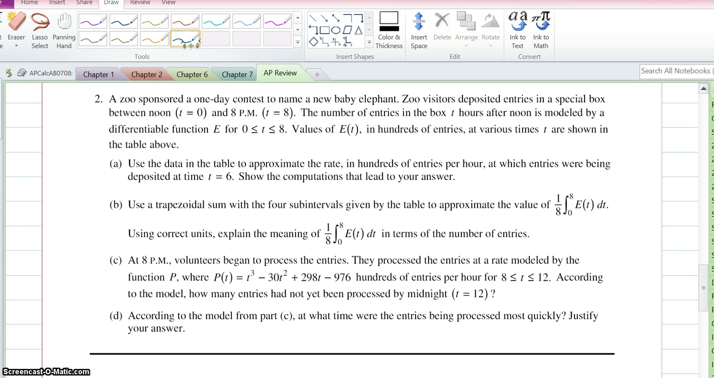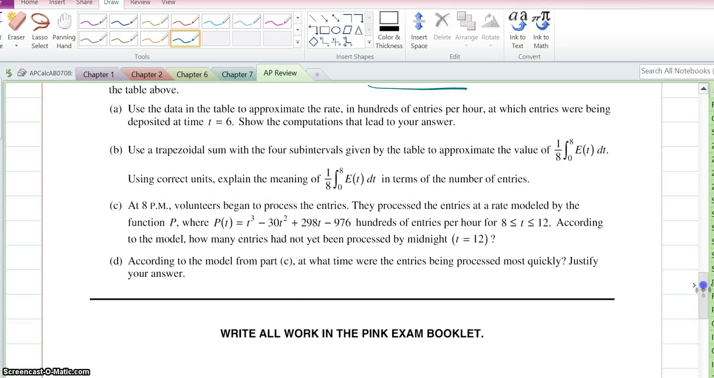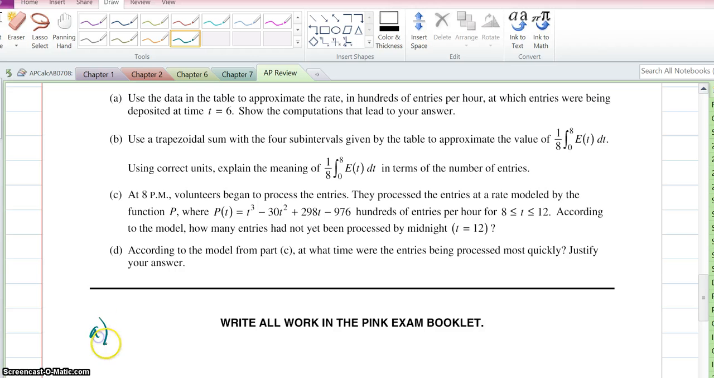Zoo visitors deposit entries in a special box between noon and 8 p.m. The number of entries in the box t hours after noon is modeled by the differentiable function E for 0 ≤ t ≤ 8. Values of E(t) in hundreds of entries, keep that in mind, at various times t are shown in the table above. Alright, so in part A, it says use the data in the table to approximate the rate in hundreds of entries per hour at which entries were being deposited at time t = 6.